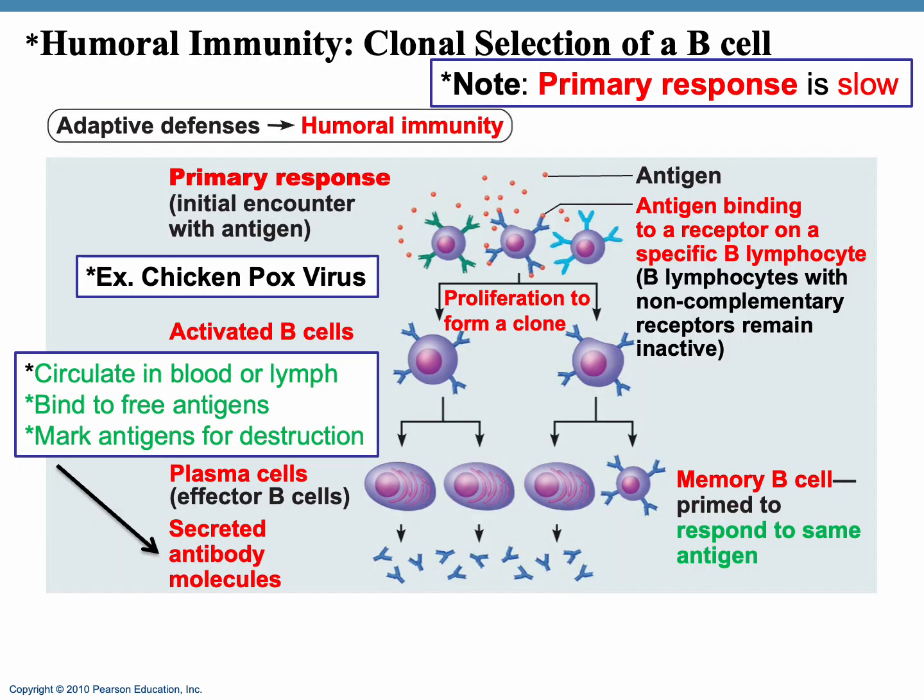We're going to spend a good amount of time today focusing on humoral immunity. That's focusing on the work of our B lymphocytes, or B cells. So looking at humoral immunity, and let's say you're exposed to a virus. So let's say the virus that you're exposed to here is chickenpox, the chickenpox virus.